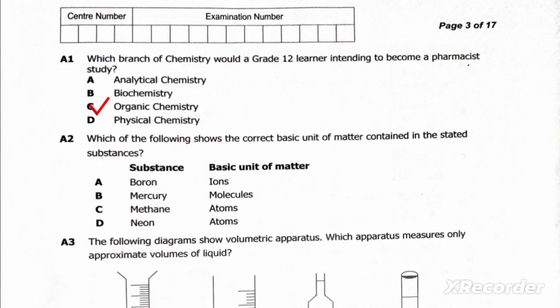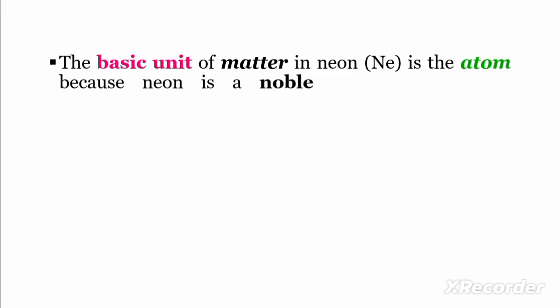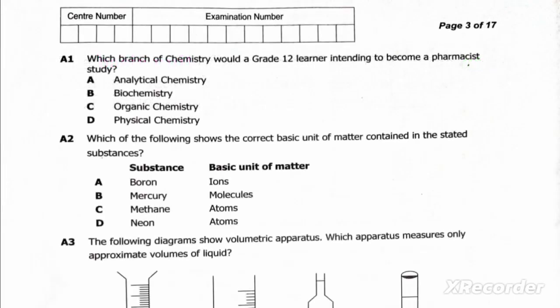Okay, so ladies and gentlemen, we need to remember that the basic unit of matter in neon is the atom, because neon is a noble gas and it exists as an individual atom rather than a molecule. Now if we look at A, boron, this is a neutral atom or an individual atom. So therefore it should not contain ions.